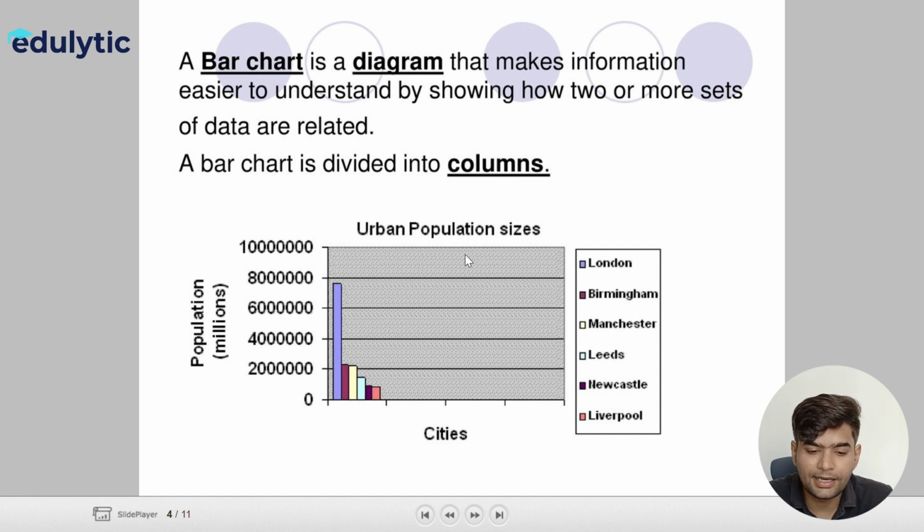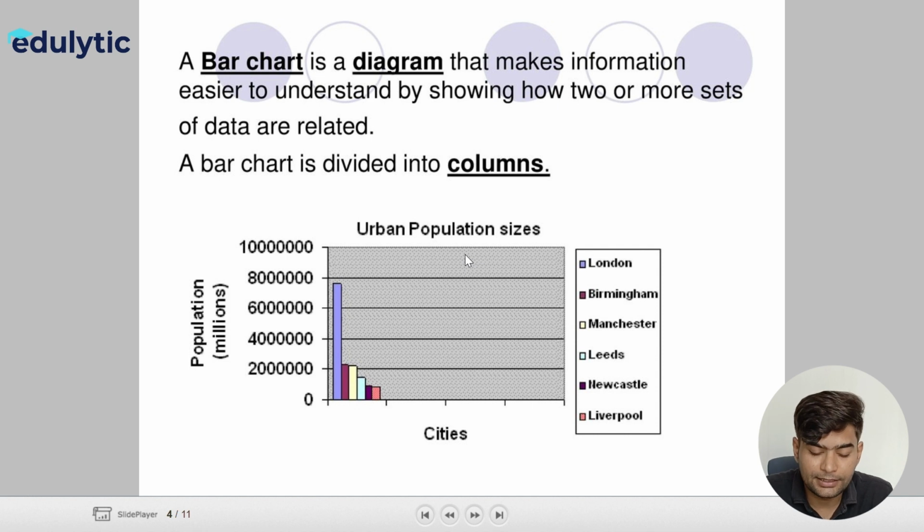See, a bar chart is a diagram that makes information easier to understand by showing how two or more sets of data are related. Now, a bar chart is divided into columns. See, in every graph, there are two axes, x-axis and y-axis. Now, the x-axis is the horizontal one and the y-axis is the vertical one. If you can see on your screen, on both of the sides, we have different types of information given in this chart. Firstly, the title of this chart is Urban Population Sizes.